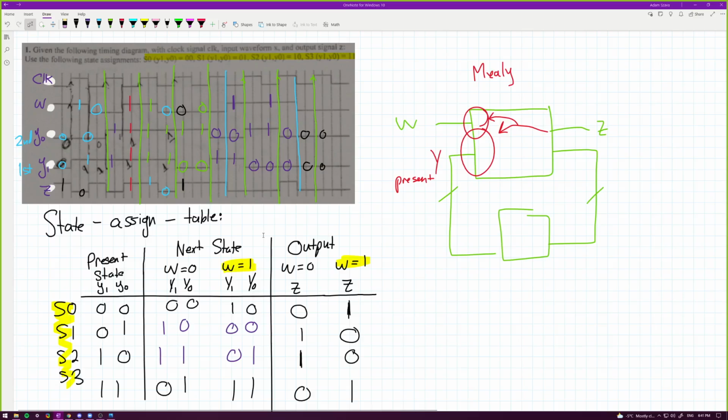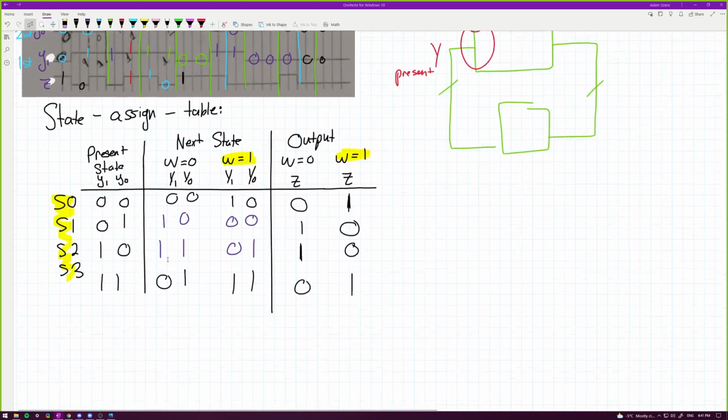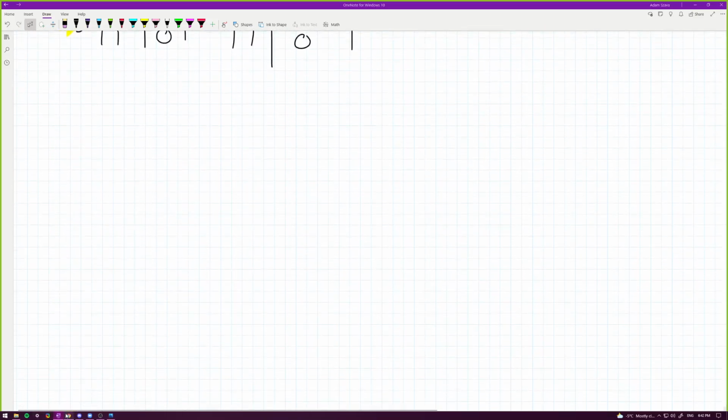This was a pretty long question, but does anybody have any questions about this? I'm happy to answer anything. Sounds good. So looks like we're done with this one then. It was just to derive the state table. That's a long one, but good practice.